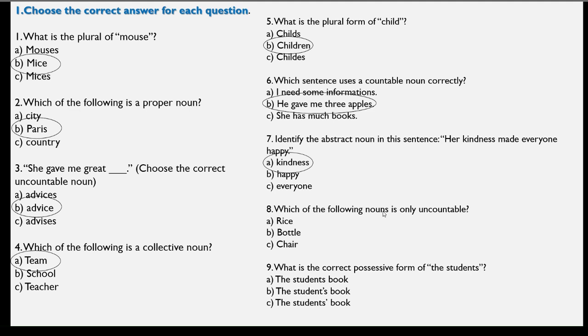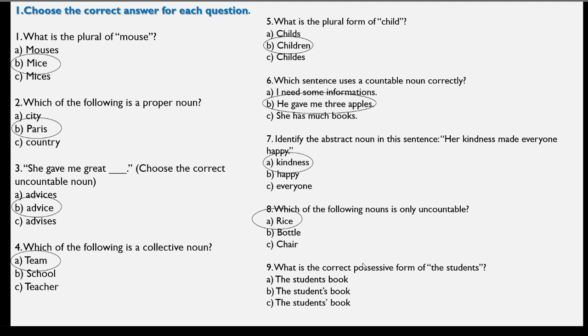Which of the following nouns is only uncountable? Let's see. We can count bottle. We can have 2 bottles, 3 bottles, or many bottles. We can also have many chairs. But we cannot have many rice because we cannot count rice. So the right answer is A.